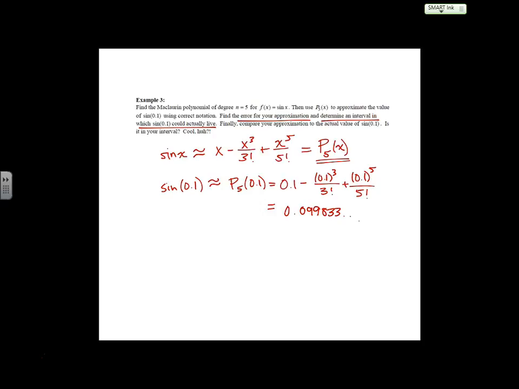Wait, the only time we've done error so far this year is when dealing with what types of series? Alternating series. It's an alternating series, which means the error for the sum has to be less than or equal to a sub n plus 1, right? And what's a sub n plus 1?